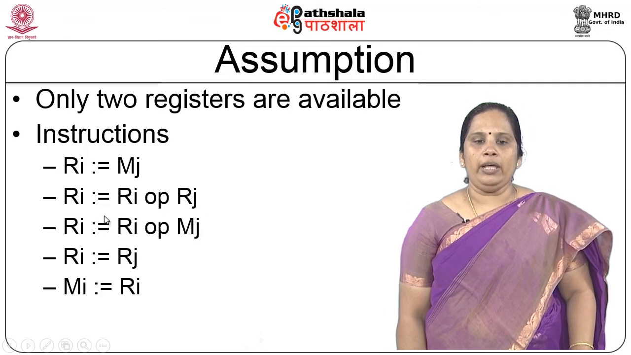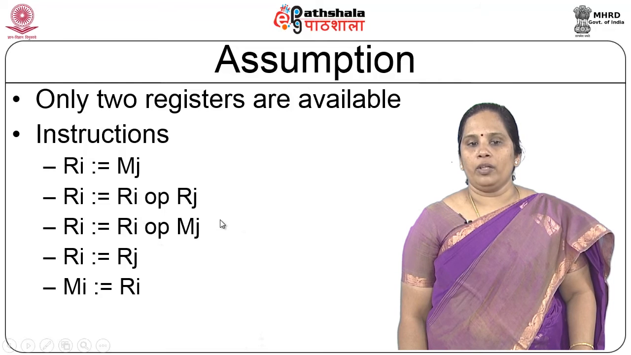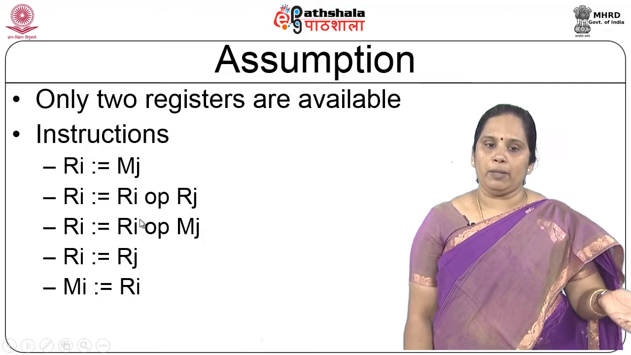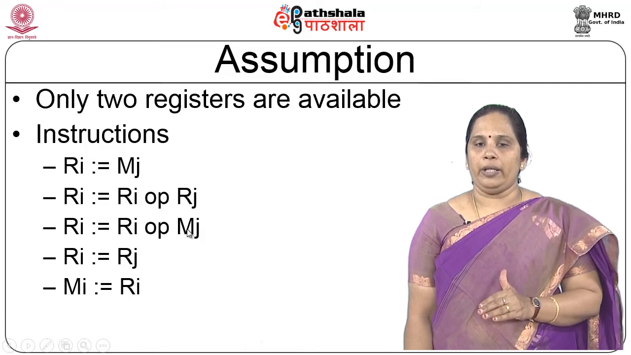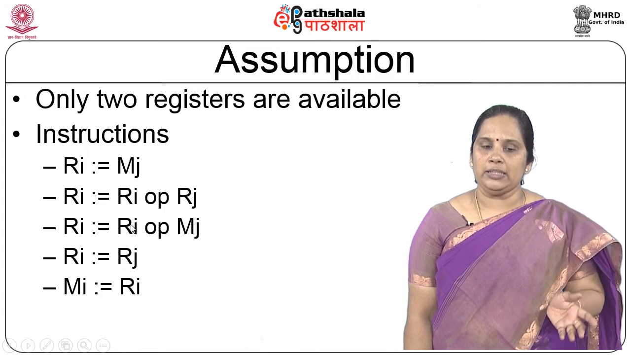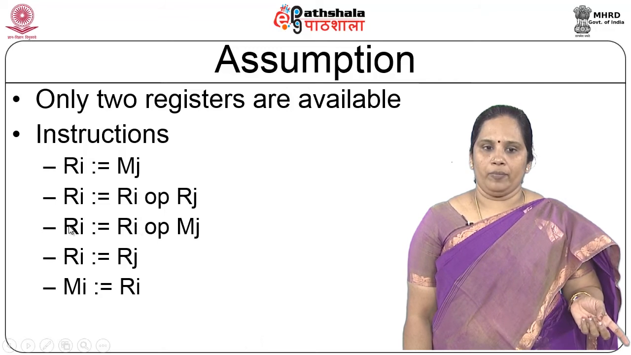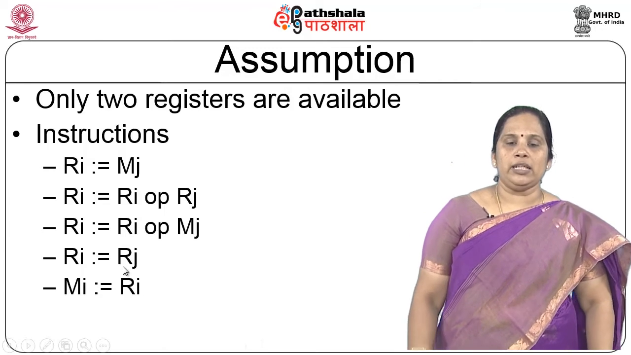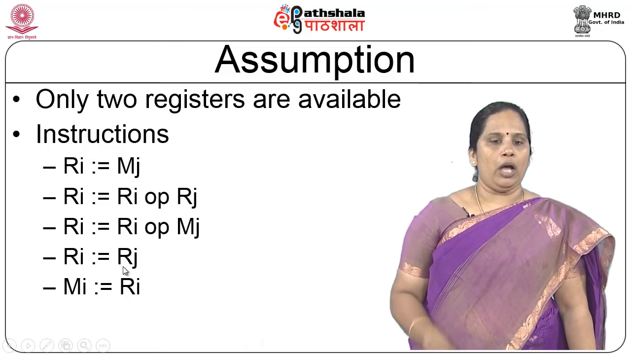Then the next one will be Ri = Ri operator Mj, okay. This has to be watched very carefully: Ri is in the left subtree and Mj is in the right subtree. If I have to compute this, the result will be in Ri, okay. And then this simply says Ri = Rj, where I am just moving the contents of Rj into Ri also.